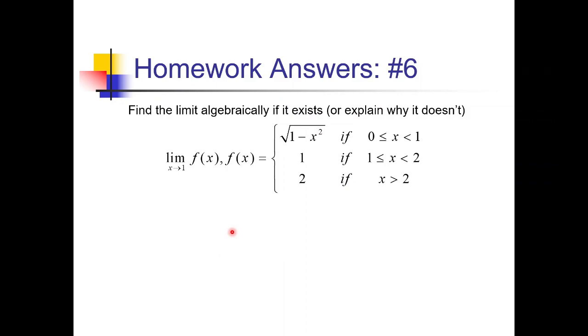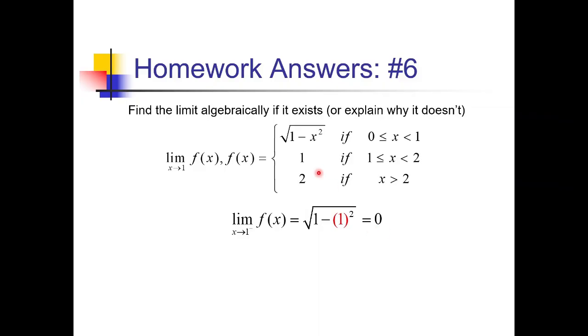For this problem, we're trying to find the limit as x approaches 1 of this piecewise function. 1 is one of the border values here between the first and the second rule. That means I need a left and a right side limit for this one. For the left side limit, I'm plugging 1 into this first rule that covers everything up until I get to 1. So that's going to be the square root of 1 minus 1 squared. This is just the square root of 0, which is 0.